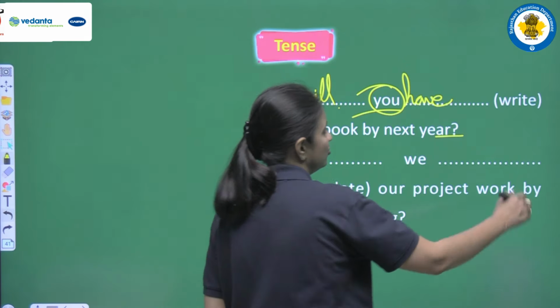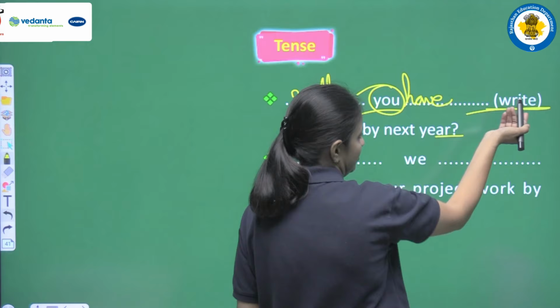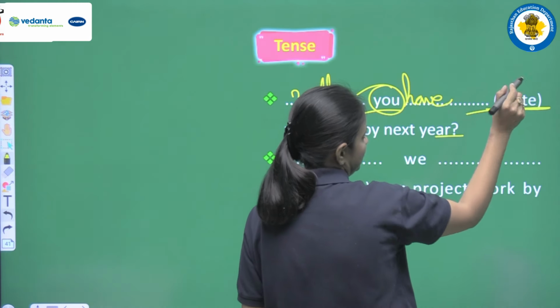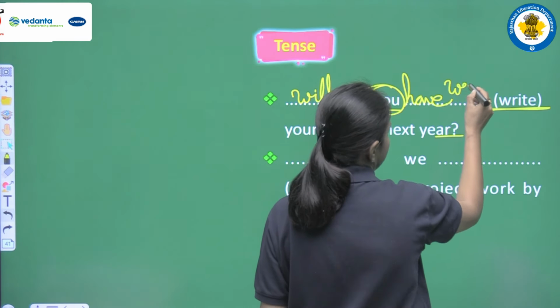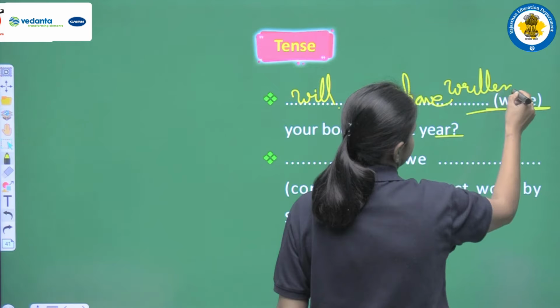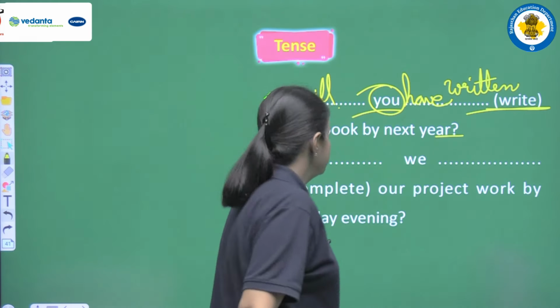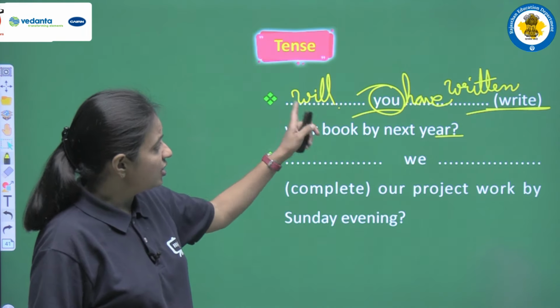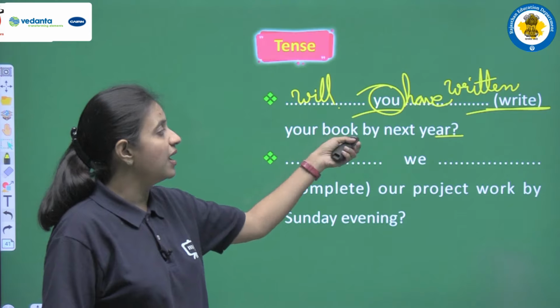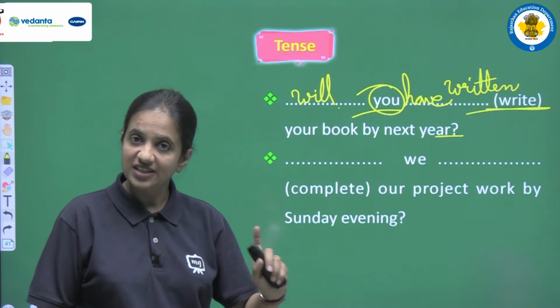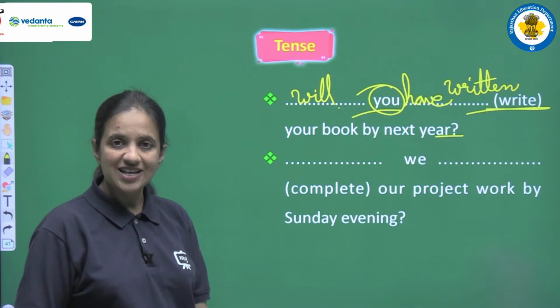And now we have to write the third form of the main verb. The main verb that we are having here is write, and the third form of write is written. And the sentence will be, will you have written your book by next year? Clear?